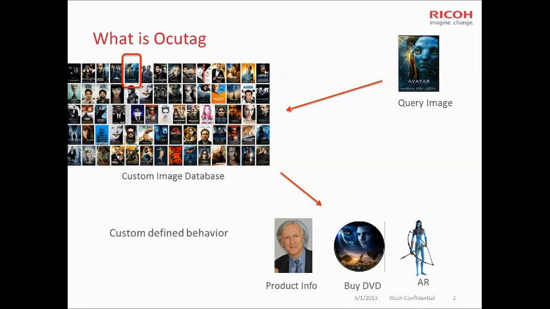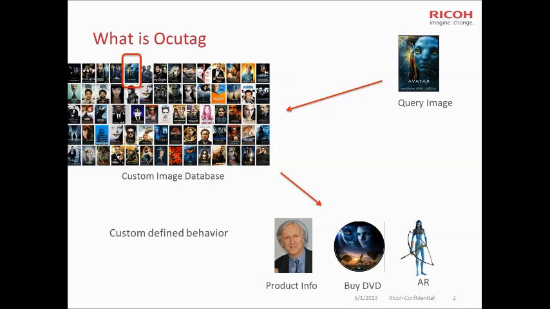So in a nutshell, Ocutag is a visual search platform. It uses image recognition techniques to identify a particular image, and once it has identified the image, you as a developer can define what you want to do for that unique image. You could define digital content that you want to be associated with that image.